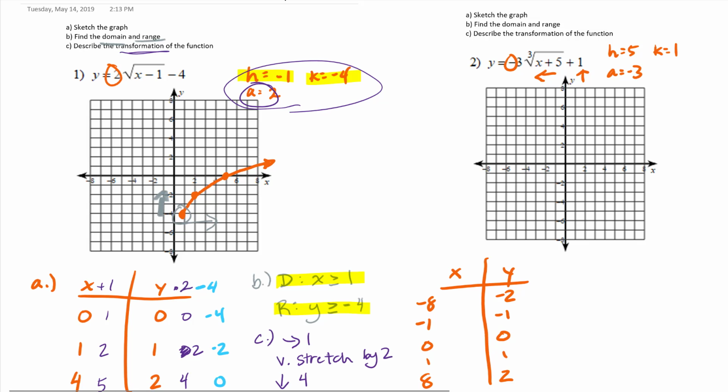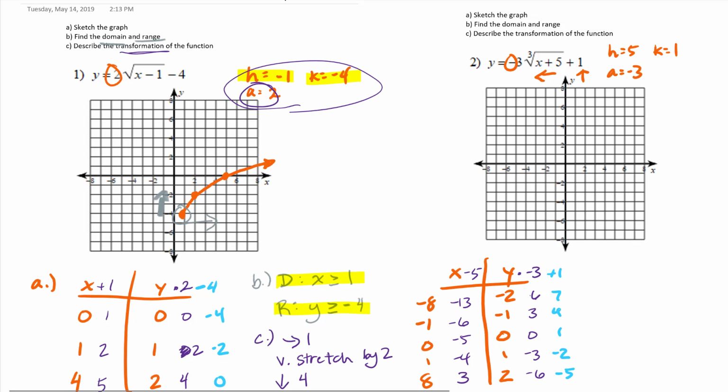Now let's go ahead and make the transformations to make our graph. If we are moving to the left, that means we're subtracting 5 from all the x's. So that's going to be -13, -6, -5, -4, and a -2... +3. And then we always want to make sure we start off with the A value. So that's multiplying by -3. That's going to give me 6, +3, 0, -3, and -6. And then we are going to move up 1. That's by adding 1. Adding 1, we end up with 7, 4, 1, -2, and -5. So those are my points that I'm going to plot.